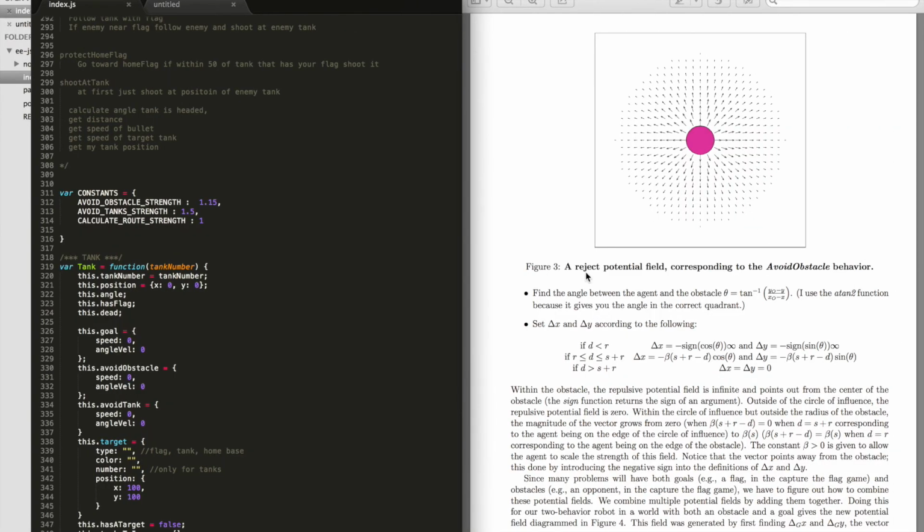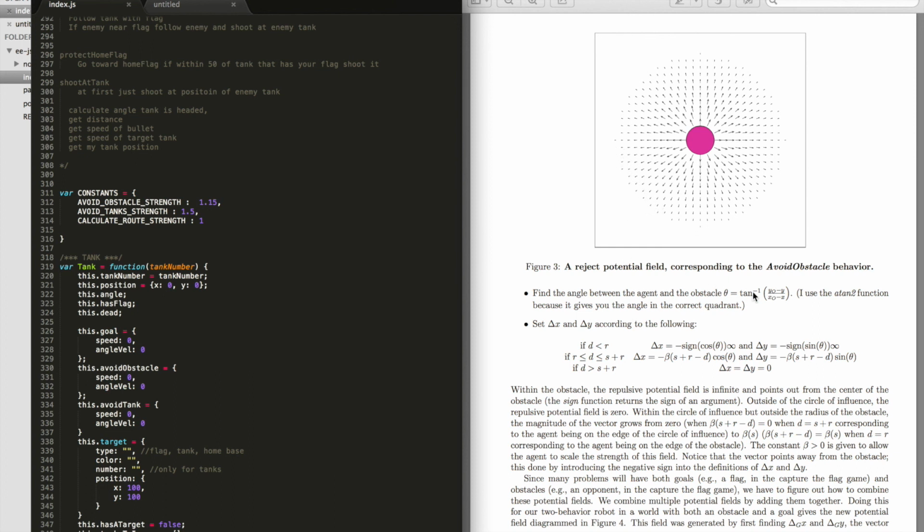Now we're going to talk about the avoid obstacle potential field. As you can see in this picture, when the arrows are closer to the edge of the obstacle, which is this pink thing, the arrows are a lot longer than they are toward the edge. So this represents that the closer we are to the obstacle, the more we want to get away from it. From the edge, we only want to get away from it just a little bit.